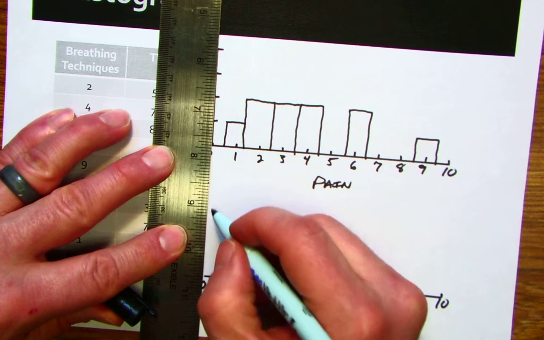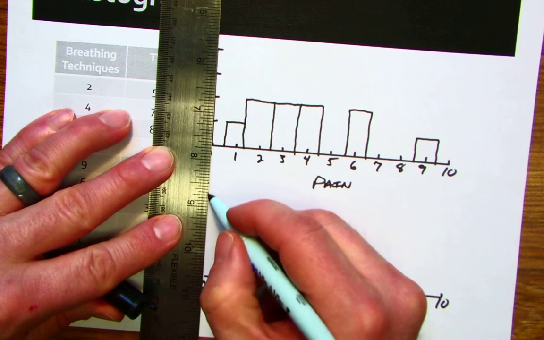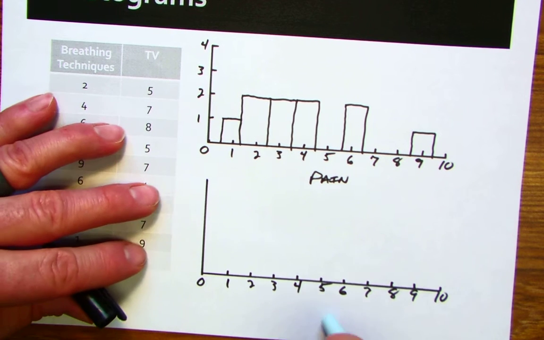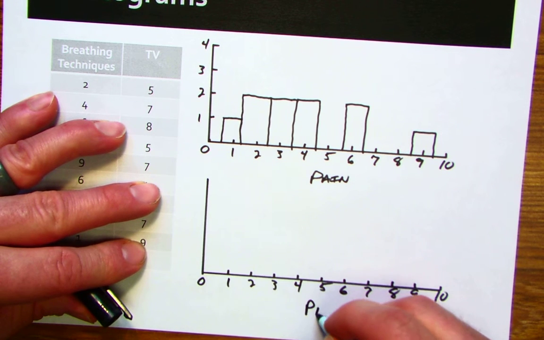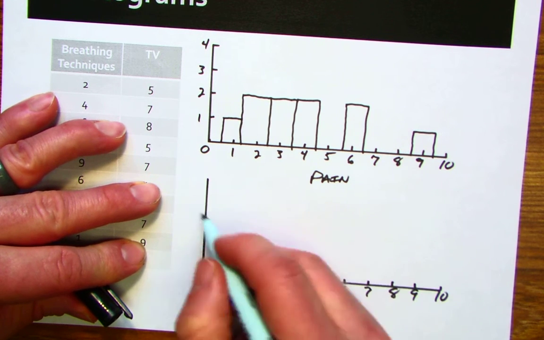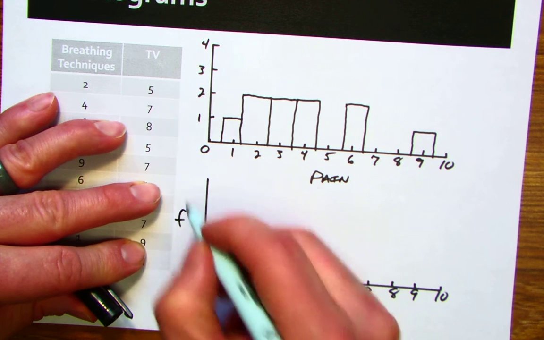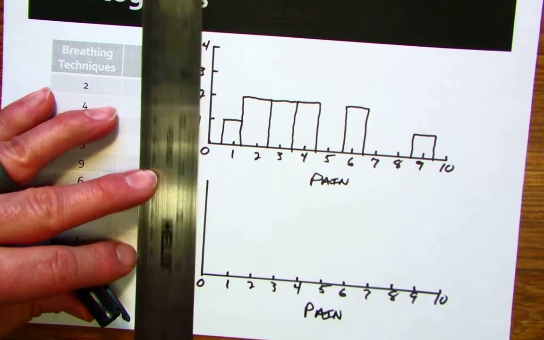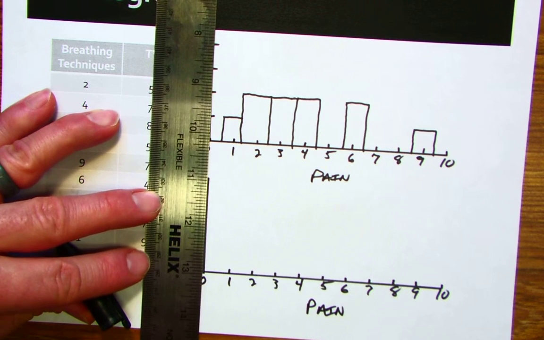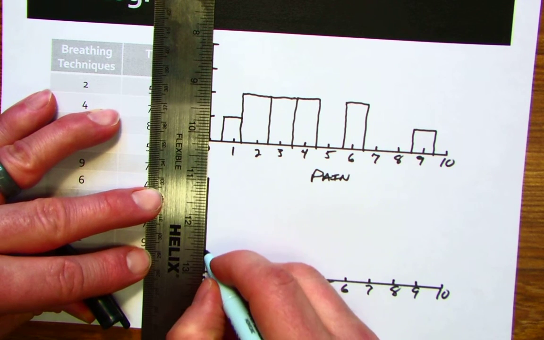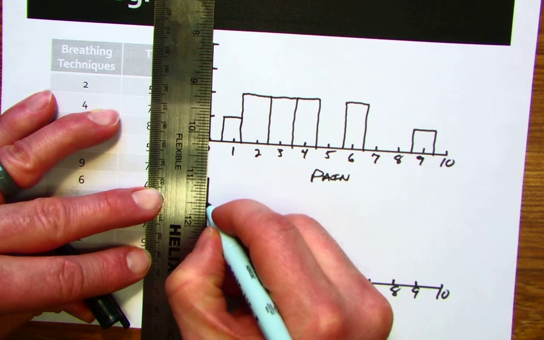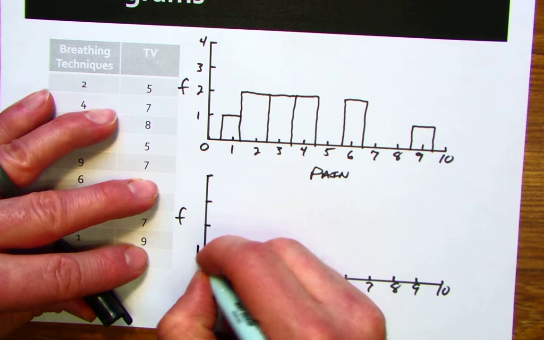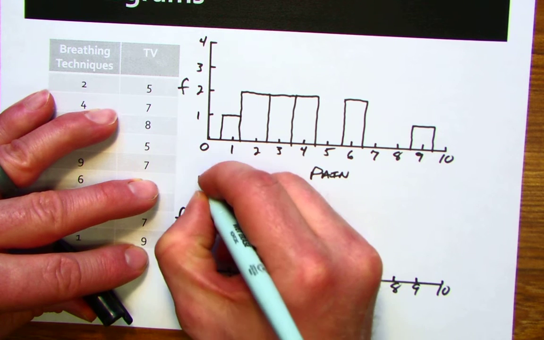This is the area where students often make the most mistakes in the homework. They forget that the x-axis down here is for the dependent variable, and this axis is for the frequencies, how frequently this occurred. Then we can number these up here.